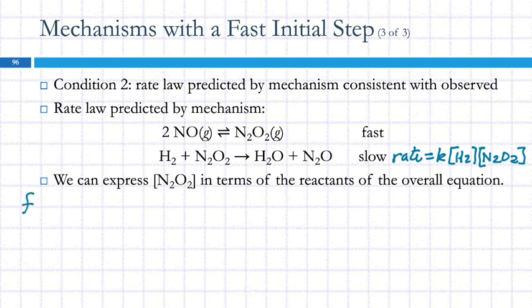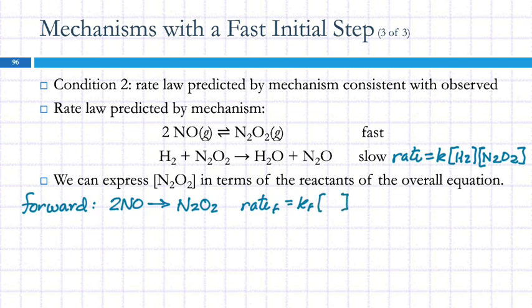So the forward reaction is 2NO going to N2O2. That's an elementary step. We can write a rate law for it. We'll call this rate forward equals K forward times what? NO squared, because there's two of these. Okay?